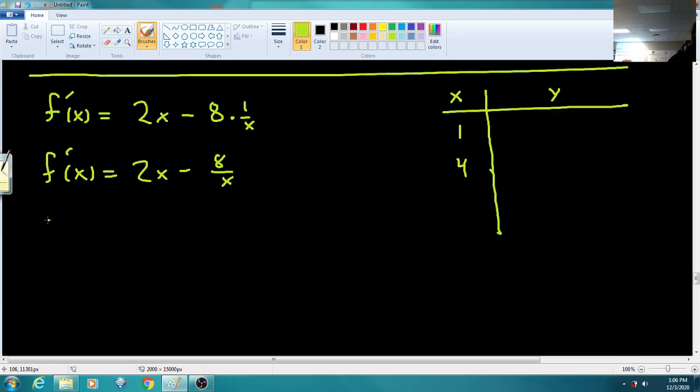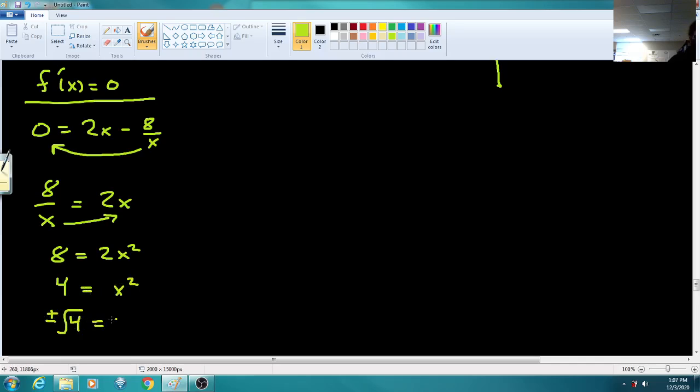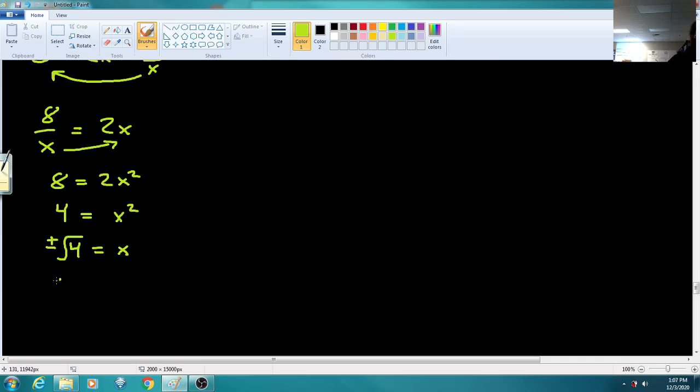So we're going to see where f prime of x is equal to 0. So we'll say 0 equals 2x minus 8 over x. I'll scoot the 8 over x across the equals. Multiply the x back across. Divide the 2 on over. Take plus minus square root. And we get plus minus square root of 4, which is 2, so plus minus 2 is x. So two of our critical points, one's at positive 2, one's at negative 2.